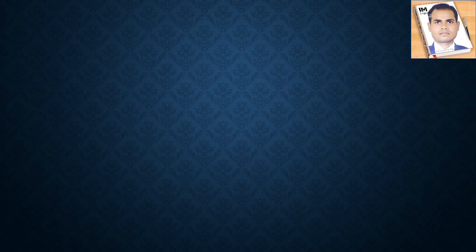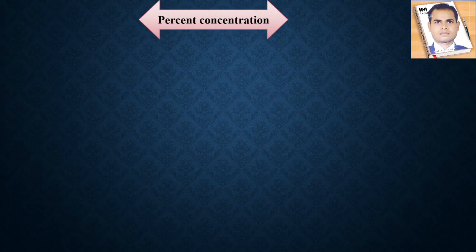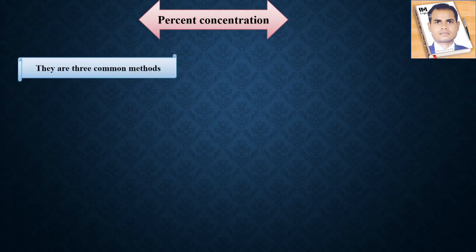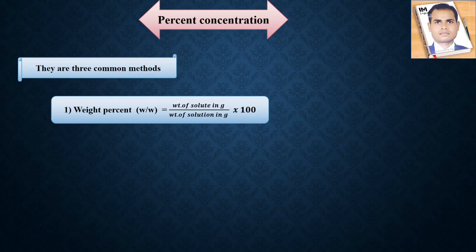In this video lecture, we are going to study percent concentration. Percent concentration is divided into three types: weight by weight, volume by volume, and weight by volume. First of all, we have to see the weight percent, that is weight by weight.